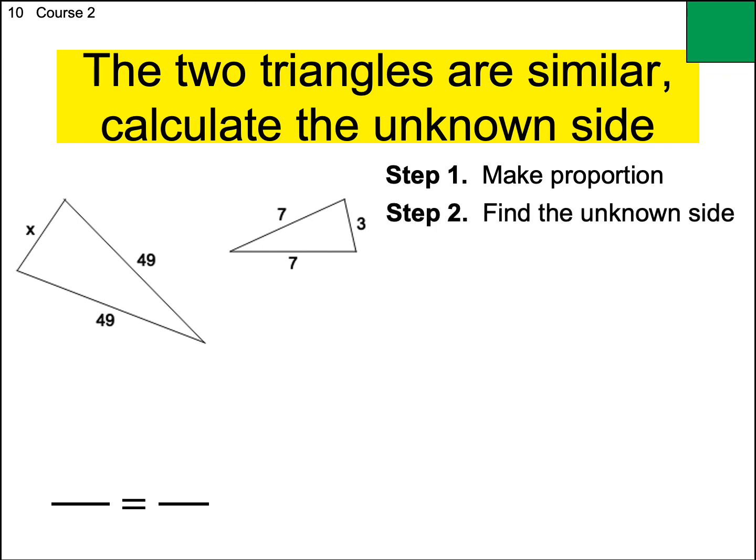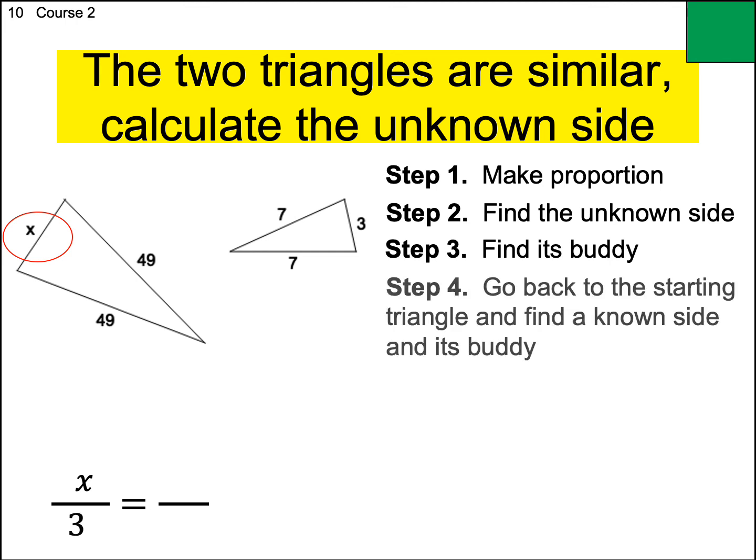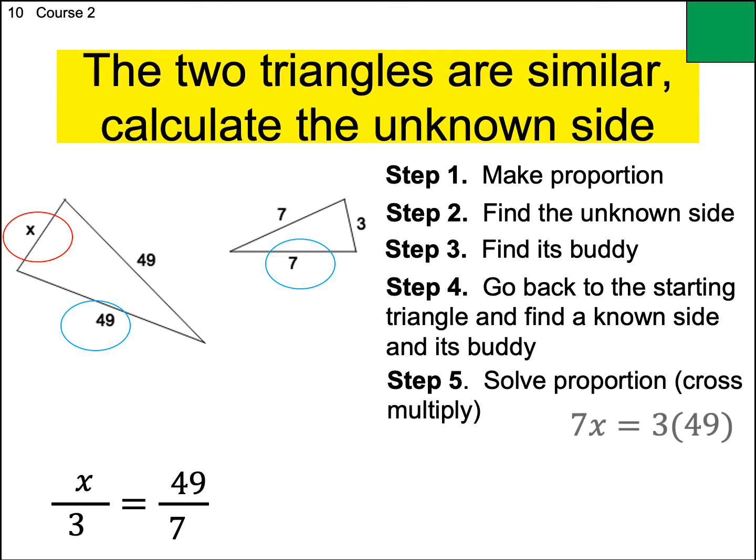Okay, so let's see. The unknown side is x. X would go with 3. And then I go back, oh, both sides are 49, so I got to choose 49, unfortunately. So 49 over 7. We multiply them together. 7 times x is equal to 3 times 49. 3 times 49, 27, carry 2, 12, 147. And we divide 7 into 147. That would be what, 21? Yeah, there we go, 21.